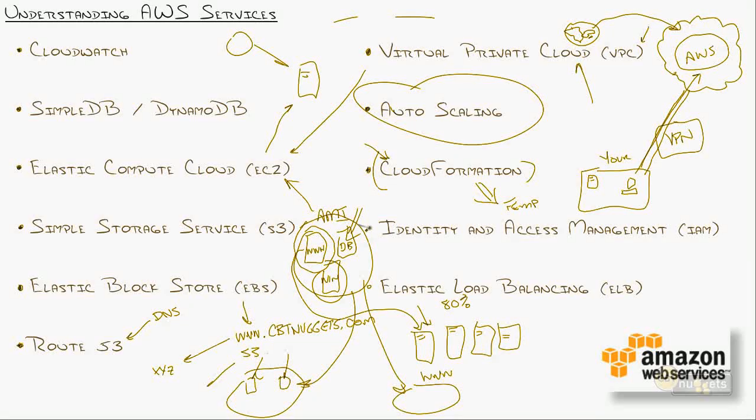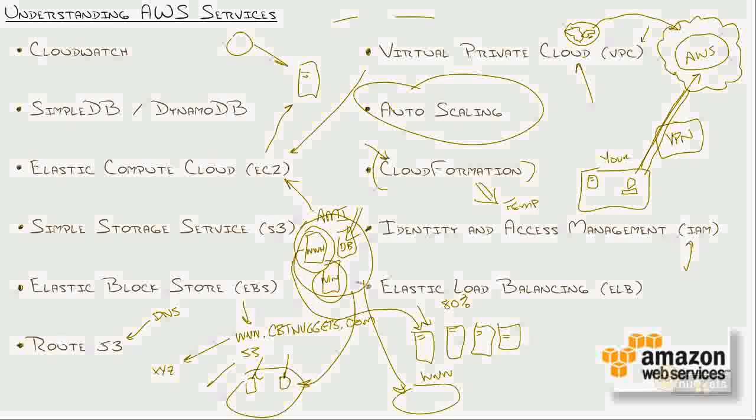You can even have token based access, where somebody has a little keychain or an iPhone app that generates a token they can use to log in one time only, and then that token expires and can never be used again. So there are all kinds of ways of managing access to your system. That's IAM. Last one, elastic load balancing.